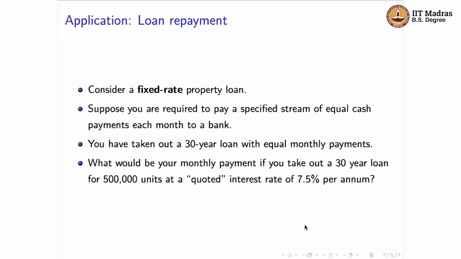Now imagine that you have taken out a fixed rate property loan. When we say the word fixed rate, what it means is that the interest rate at which you have to repay the loan is pre-decided in advance. This is in contrast to what is known as a flexible rate property loan, where the interest rate on the loan would adjust as per the different interest rates adjusting in the economy, right?